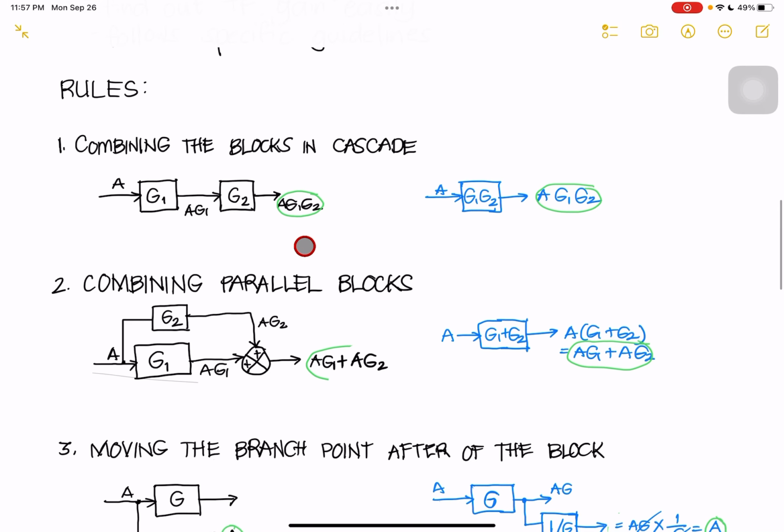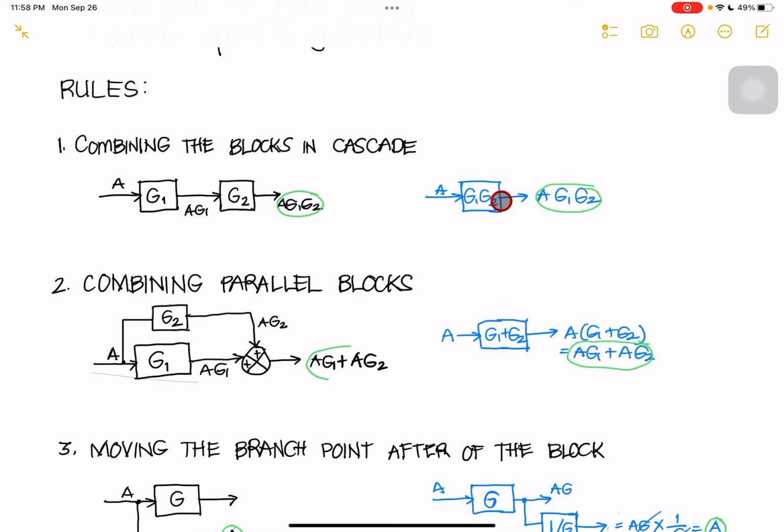So, what are the rules? First, combining blocks in cascade. Cascade means in series. For example, we have block G1 and G2. What happens is we just multiply them: G1 G2. That's if cascade or in series. To check if it's correct, we analyze the system. The output of the G1 block is AG1. This becomes the input to G2. So, the total output will be AG1G2.